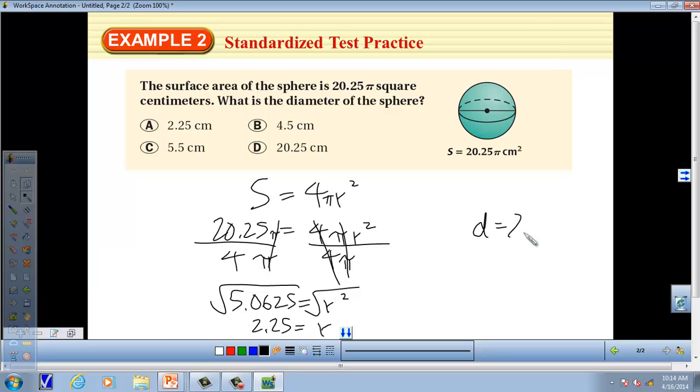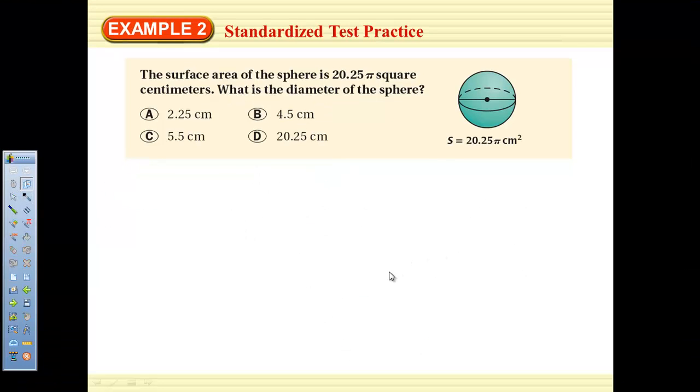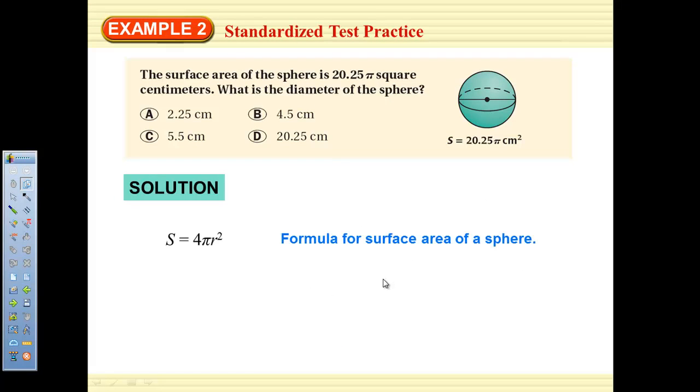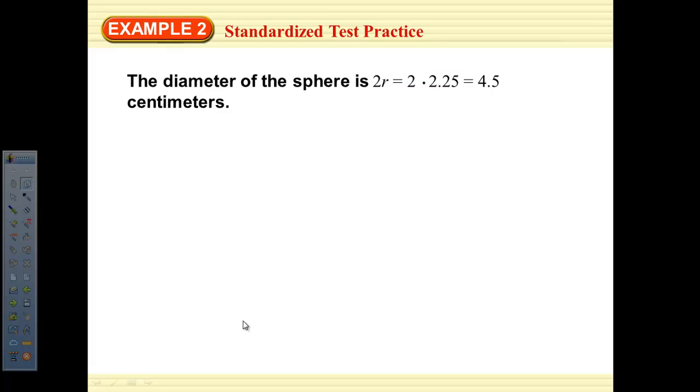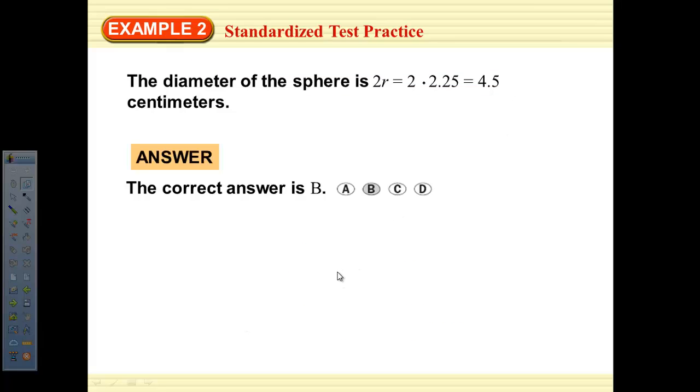Diameter is equal to 2 times the radius, so we're going to do 2 times 2.25, and that gives us 4.5 centimeters. So our answer here would be 4.5 centimeters. Okay? So again, take our formula, plug in 20.25 pi, divide both sides by 4 pi. We end up with this. We take the square root of both sides, get 2.25, and doubling it, we get 4.5. So B was our answer.